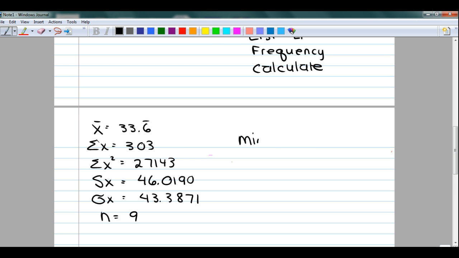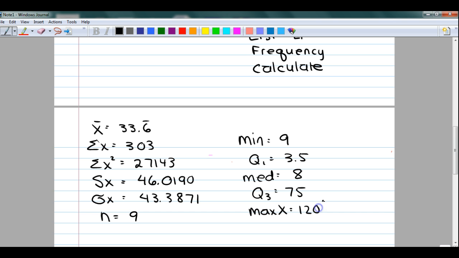The min, Q1, med, median, Q3, and max x. This is called the 5-number summary. That's because the minimum, that's the absolute smallest number.